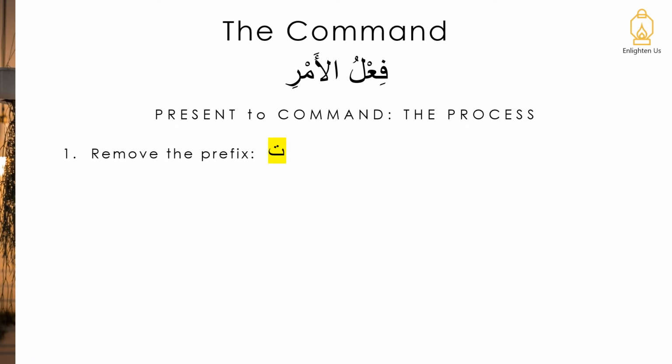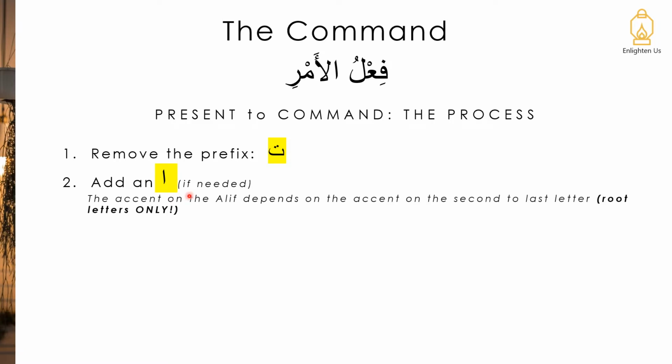So there are a number of steps. The first one is to remove the ta, the ta that denotes that it's the present tense. The second step, where it's needed, add an alif. And in terms of the harakat, the accent that we give this alif, this will depend on the second to last letter. It's worth noting here, when we're talking about the second to last letter, we are talking about the root letters in the verb only. So we're not talking about the letters that denote the pronoun. And I'll explain this a little bit more when we have a look at the examples.